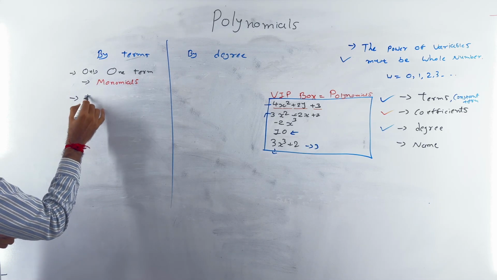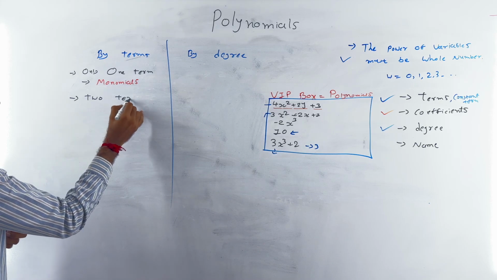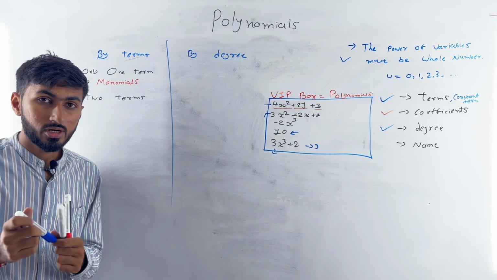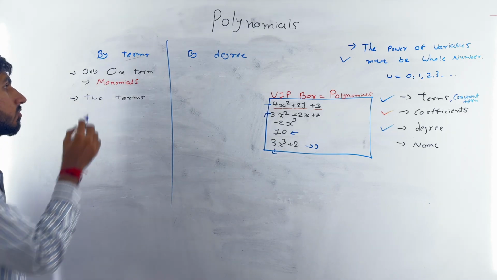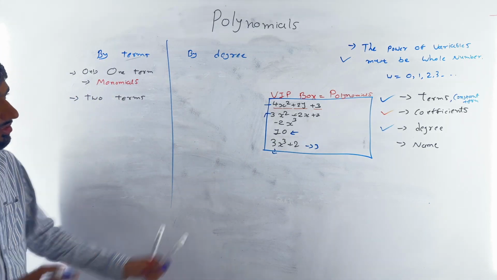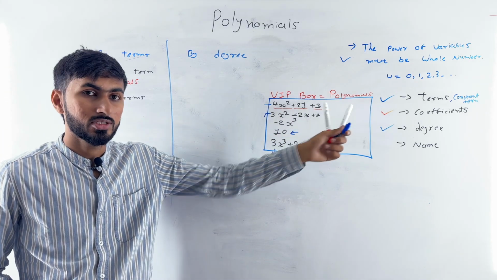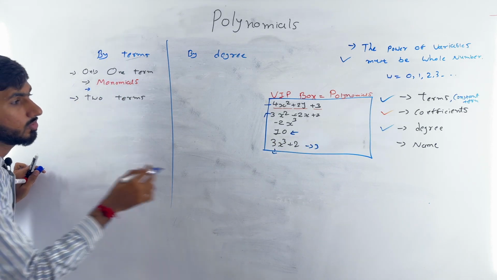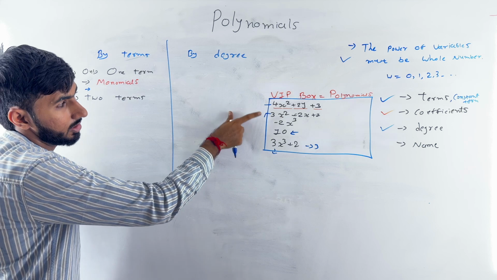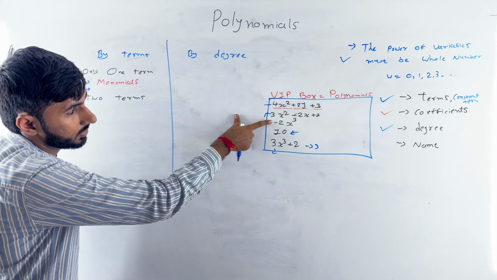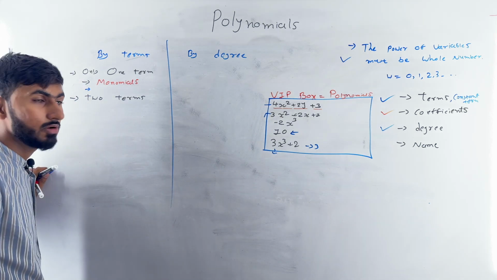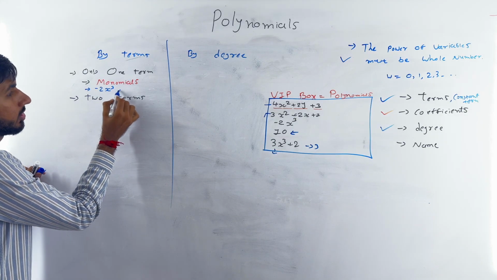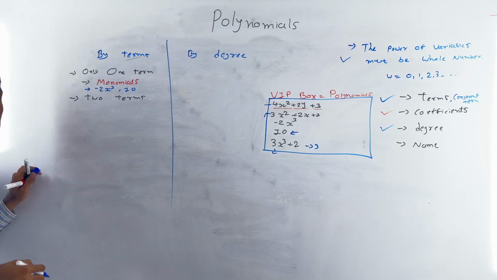Now it comes to the second. What if I have two terms? Before that, let us write examples of monomials. Mono means one, the same way poly means many. Now for the example of monomial, look at this and find which polynomial has only one term. This and this both have only one term, right? So minus 2x cube and 10, these two are monomials.